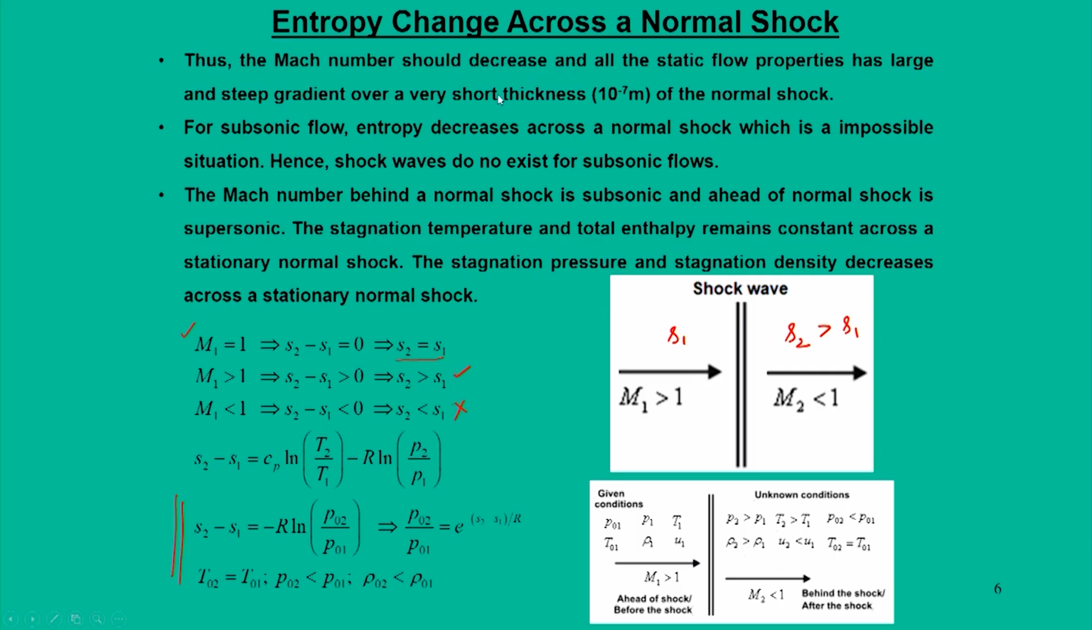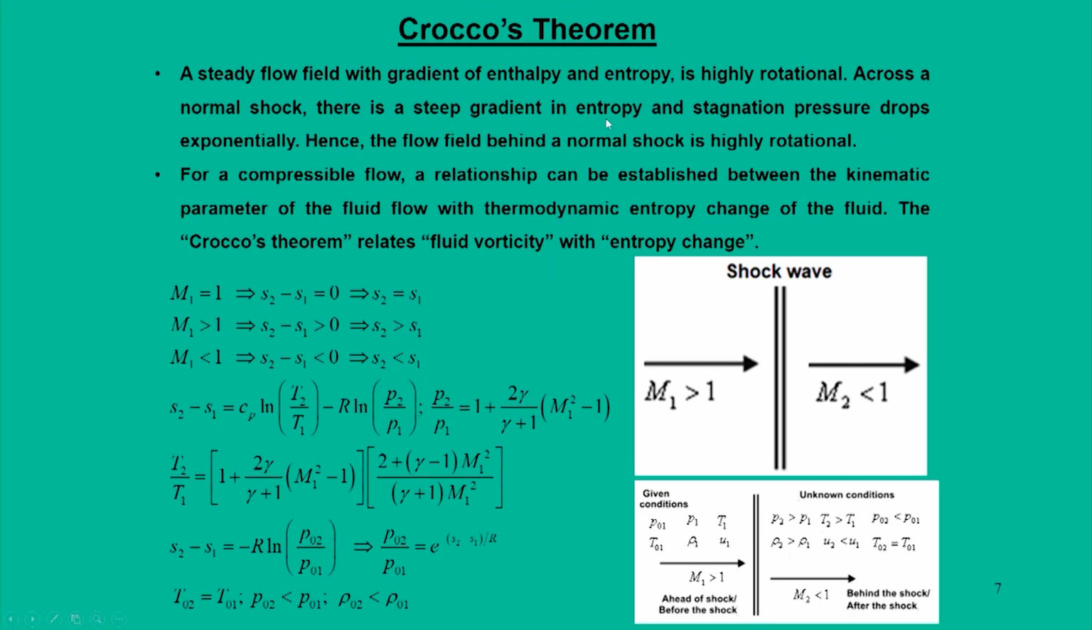Again, the Mach number should decrease, and to satisfy this equation we have already shown that the Prandtl relation also says that the Mach number should decrease. All static flow properties have large and steep gradients, as if it is a step function within a very short thickness. Then moving further, we are now going to introduce another theorem, called Crocco's theorem.